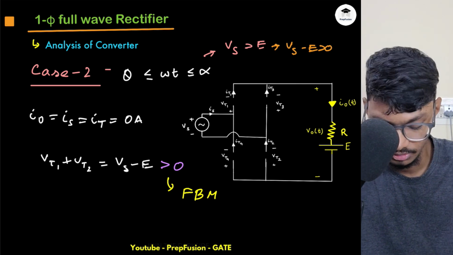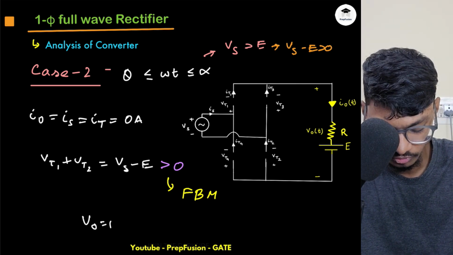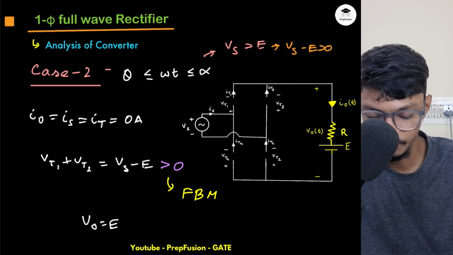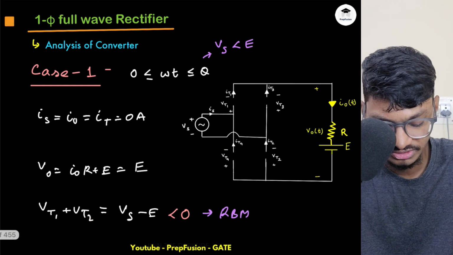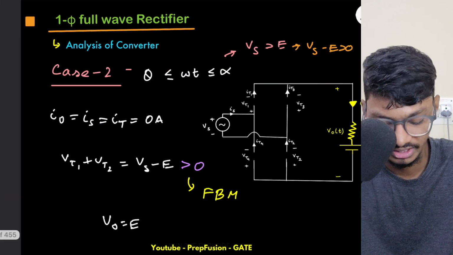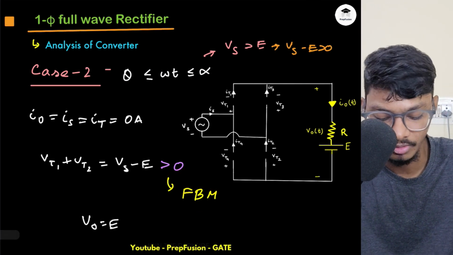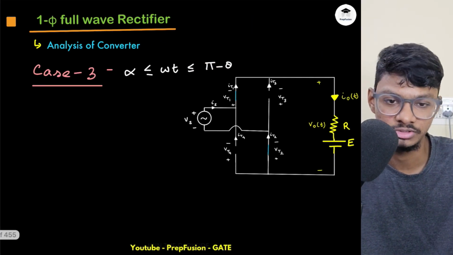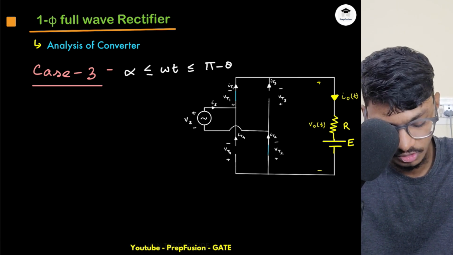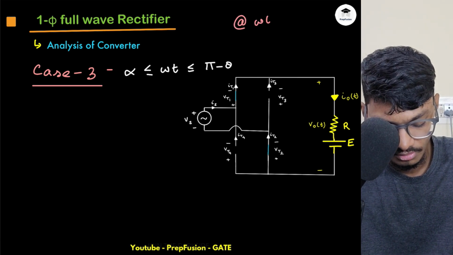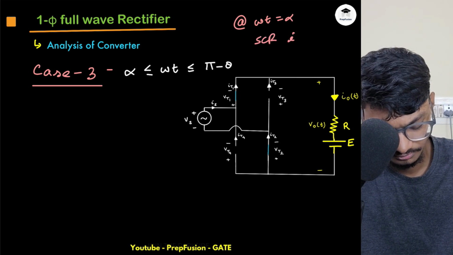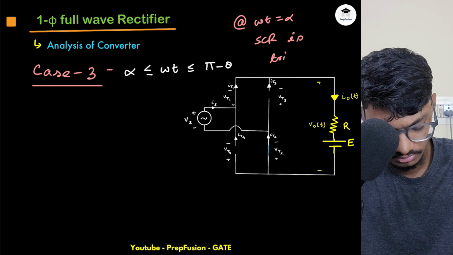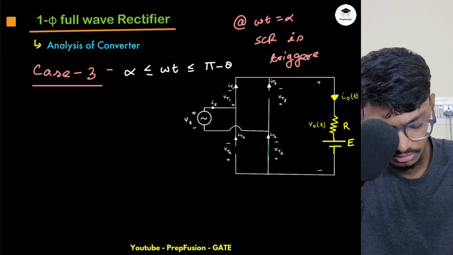So what is my Vo? Vo will be simply E. Vo won't change. So still it is off, but right now it is in the forward blocking mode, and previously it was in the reverse blocking mode. Here I had no control, but here I have control. I can turn it on anytime. I will turn it on at alpha, at omega t equals alpha. So at omega t equals alpha, SCR is triggered.